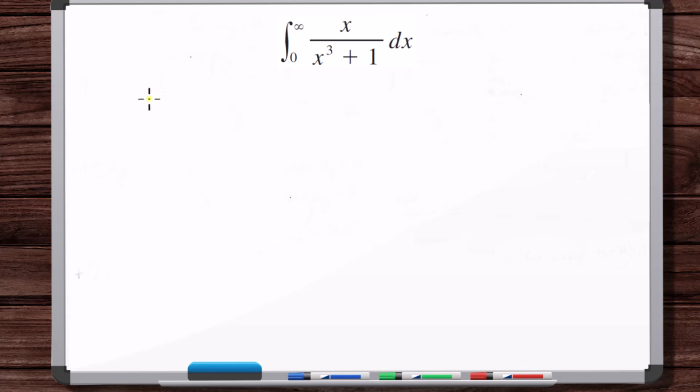So we know that the integrand, x over x cubed plus 1, is always less than x over x cubed, if we just remove the 1, right? Because for all x greater than 0, this is always true. The numerators are going to be the same, and the denominator on this side is going to be 1 unit higher than this side. Okay, so x over x cubed is 1 over x squared.